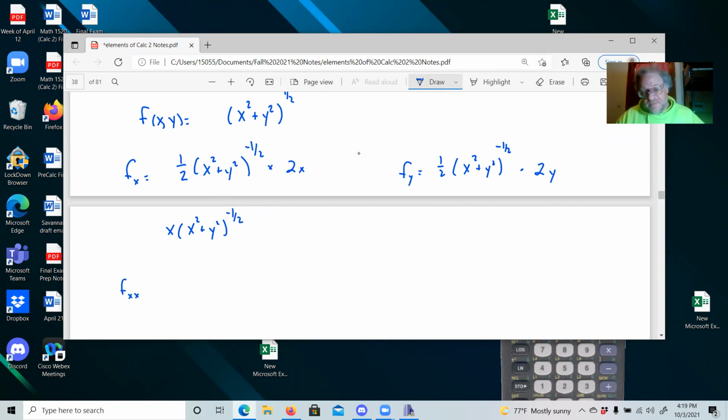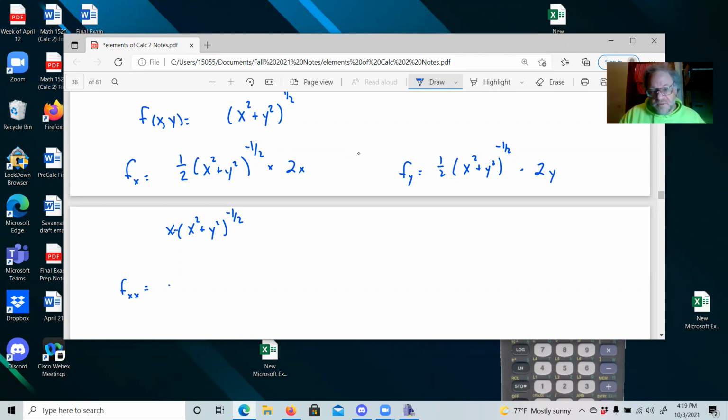So like I said, some of these can be a little involved. So what do we have here? We have a product rule. Actually, technically we have a quotient rule, but I'm going to use the product rule because we're going to keep this negative up here.